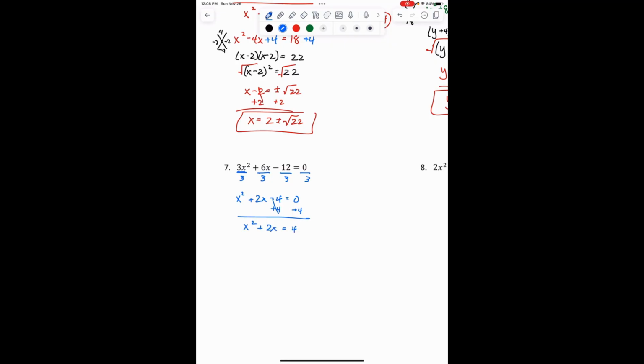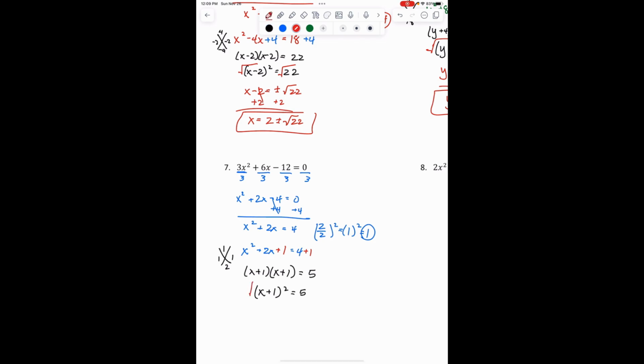Next step, take our number in front of our x term, divide it by 2, square it. So 2 divided by 2 is 1, squared is 1. Okay, so then we take that 1, and we're going to add it to both sides. Okay, and then we can factor. So here, multiplies to 1 and adds to 2 would be a 1 and a 1. So x plus 1 equals 5. Again, another way of writing that would be x plus 1 squared.